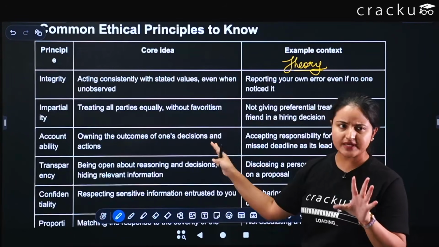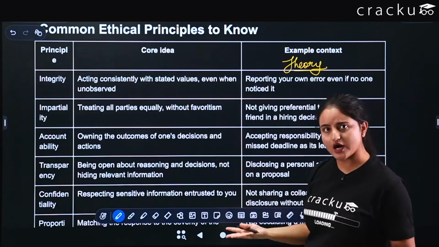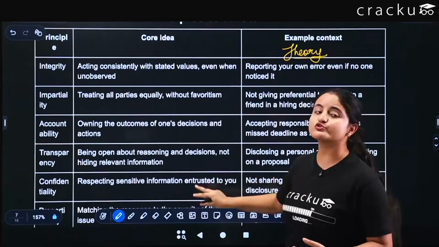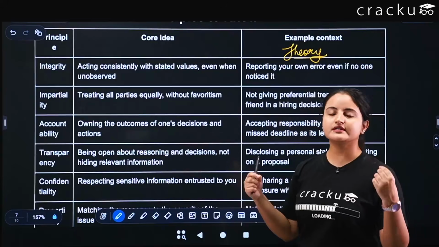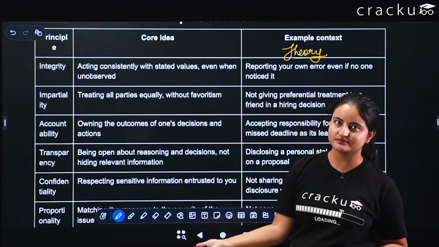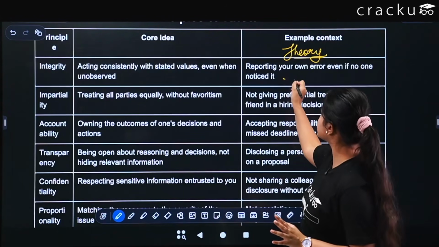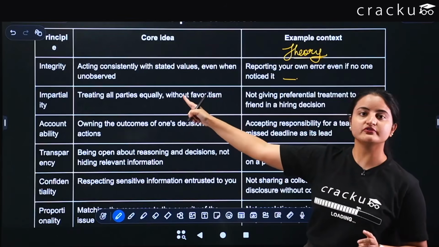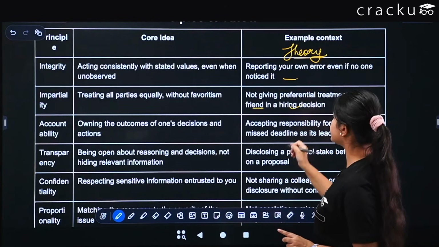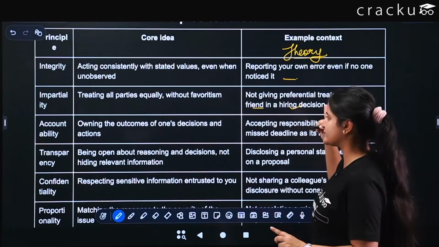So these are some basic principles which I have listed down, like integrity, impartiality, accountability. We have been discussing them. Transparency, confidentiality, and proportionality. Your decision should not be extreme in any case, or should not be very feeble. Reporting your own error even if no one noticed it is an example of integrity. Not giving preferential treatment to a friend in a hiring decision is an example of impartiality. So you have to follow these principles.